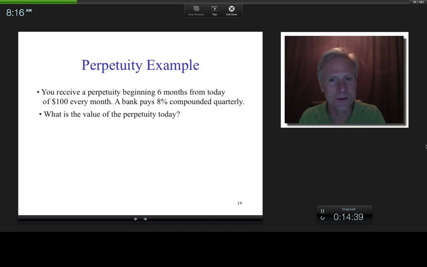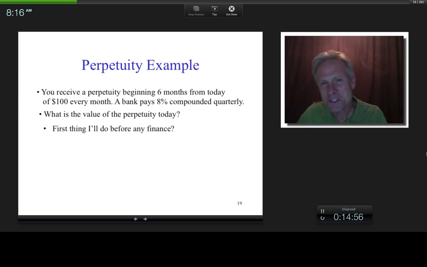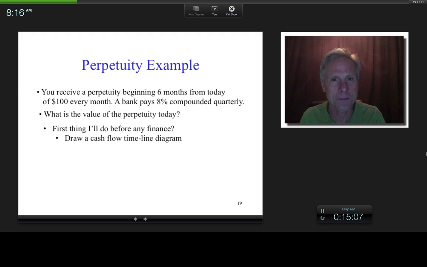Okay, so let's go ahead and do this. All right, so you receive a perpetuity beginning 6 months from today of $100 every month. A bank pays 8% compounded quarterly. And what is the value of the perpetuity today? Now, before I do any finance whatsoever, I want to take a stand on the interpretation of the problem. I want to picture what's going on. So what am I going to do? Well, I'm going to draw a cash flow timeline diagram.